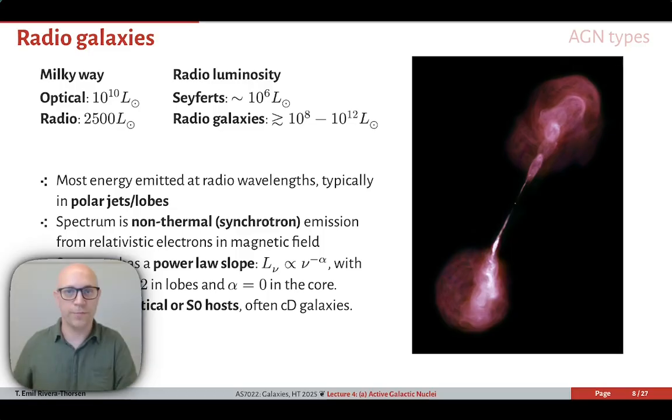Up here, you can see a few numbers which compare the radio luminosity of a radio galaxy to the radio luminosity of the Milky Way. The Milky Way in radio has about 2,500 solar luminosities, whereas radio galaxies will vary between 10 to the 8 and 10 to the 12 solar luminosities. So these are very, very radio bright objects.